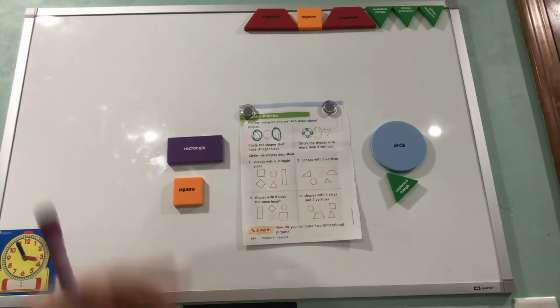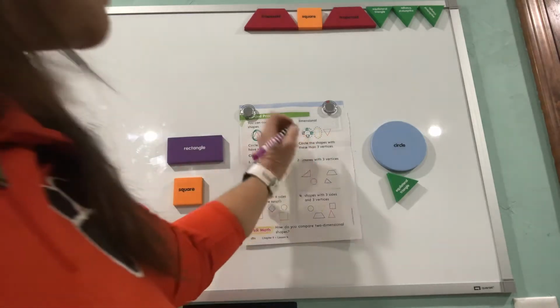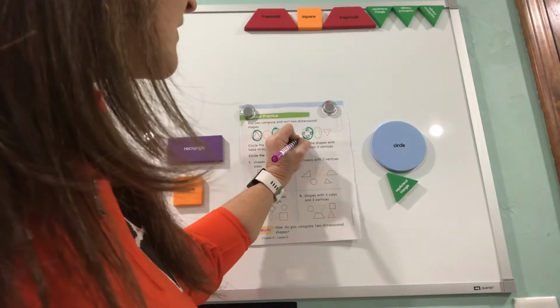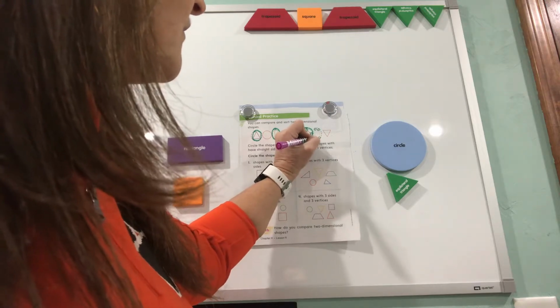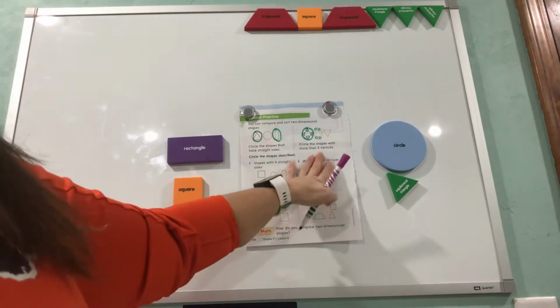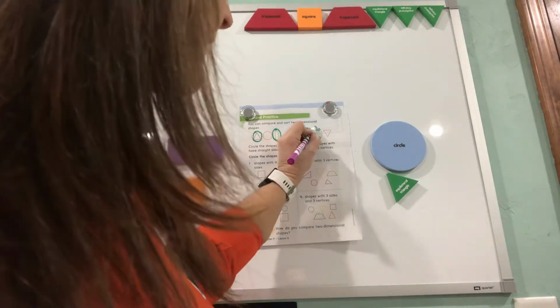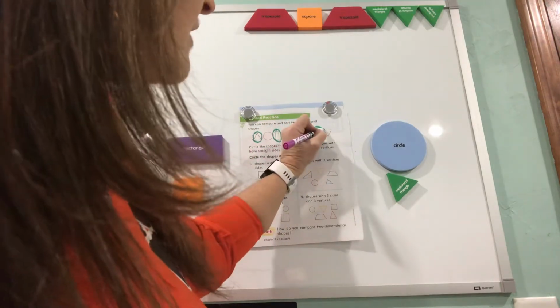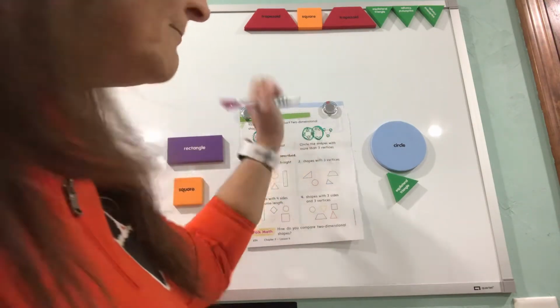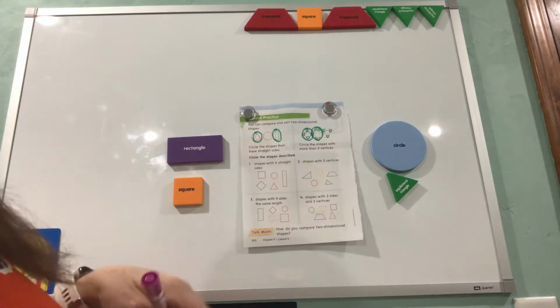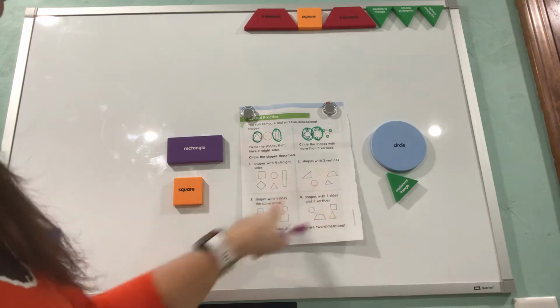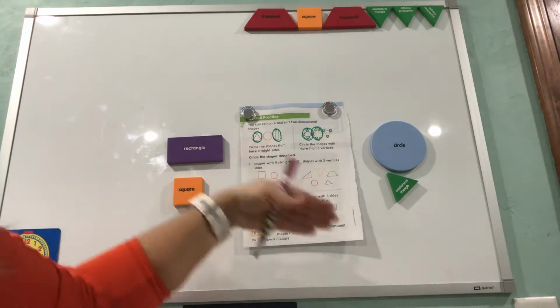Remember, I like to circle them so I know that I didn't miss them. So that one has more than 3 vertices, so I'm going to circle it. 1, 2, 3, 4. That one has 4 vertices, which is more than 3, so I'm going to circle it. But then when I look at my triangle, it has 1, 2, 3. It's not more than 3, it's just 3, so I'm not going to circle my triangle. So 1, 2, 3, and 4, it's going to give us some shapes.